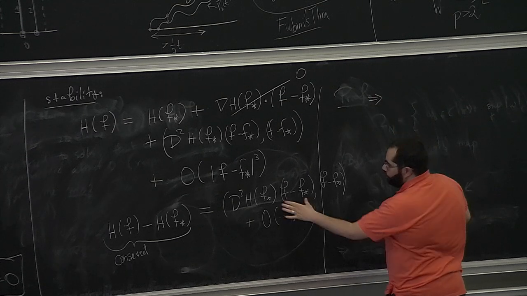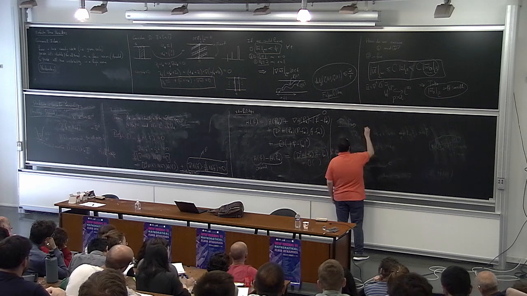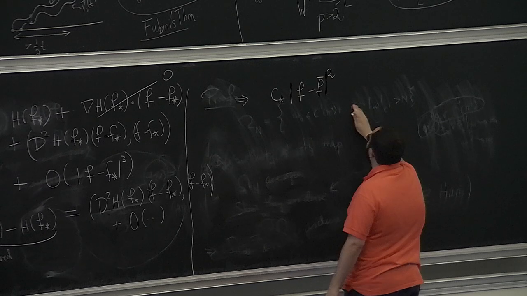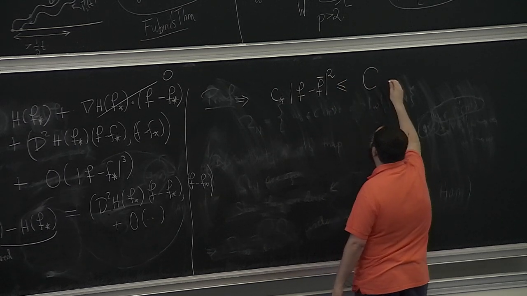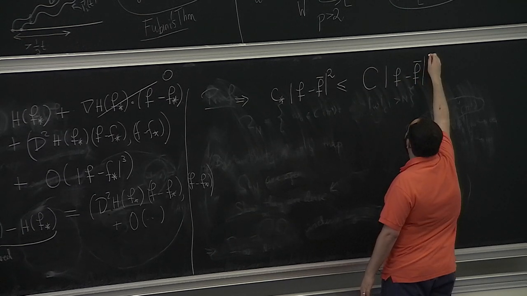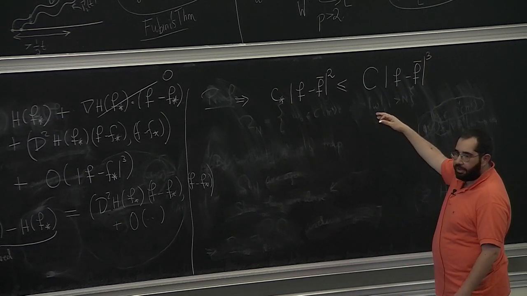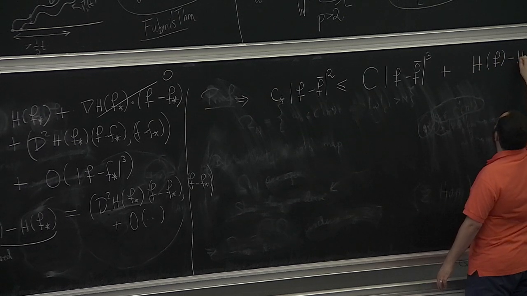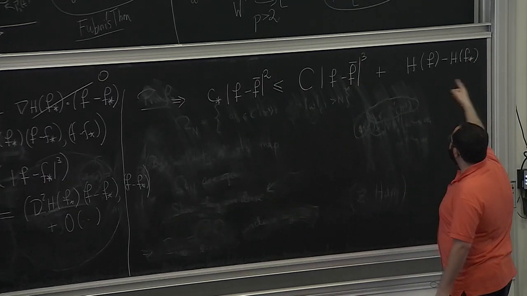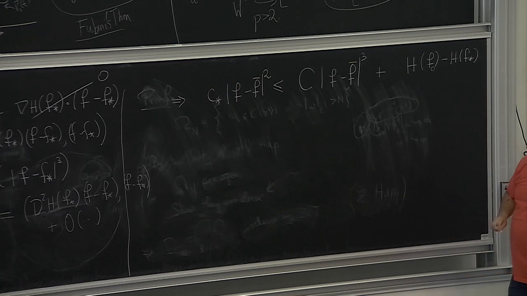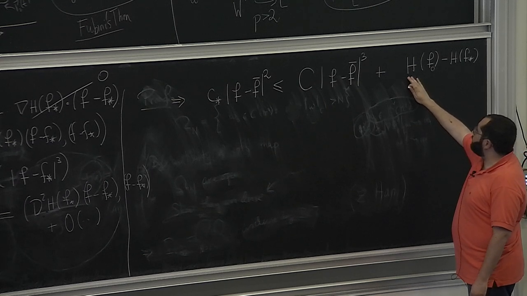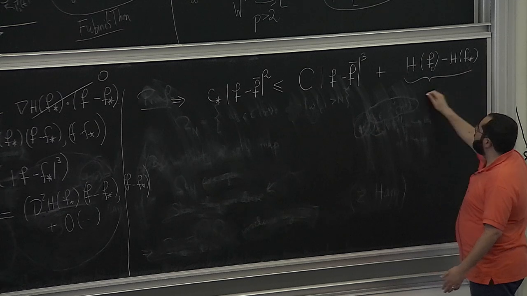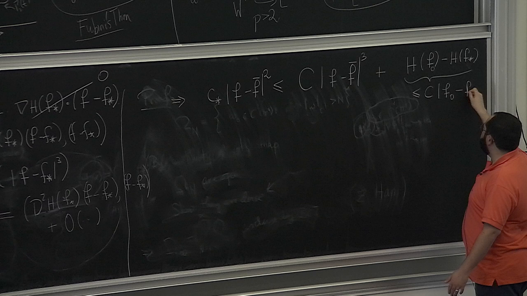Okay, then from this, d2 h of f star is bigger than some constant, so c star times (f minus f bar) squared is bounded by some huge constant or whatever. So it's a little bit of throwing things under the rug in the statement, plus something about the data. And now, since f star is the minimizer, this thing is bounded by a constant times (f0 minus f star) squared.